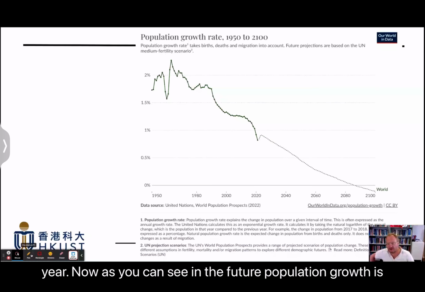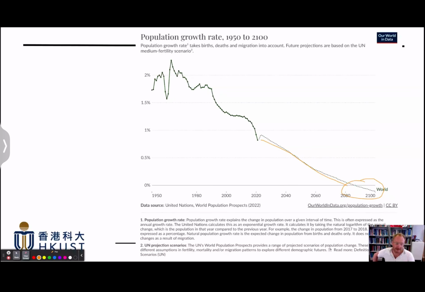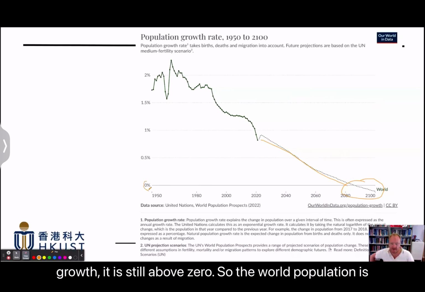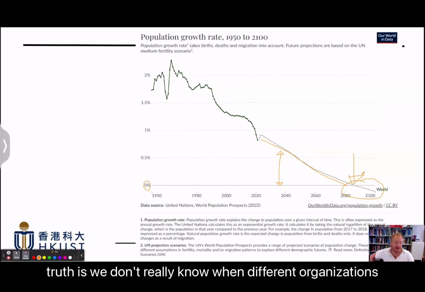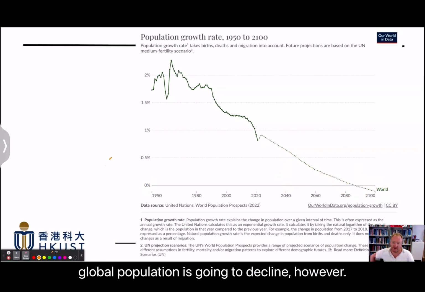Now, as you can see, in the future, population growth is forecast to decline, and eventually we will see global population decline. Here, although there is a decline in population growth, it is still above 0, so the world population is still growing. But at some point in the future, and the truth is we don't really know when, different organizations say different things, the global population is going to decline.